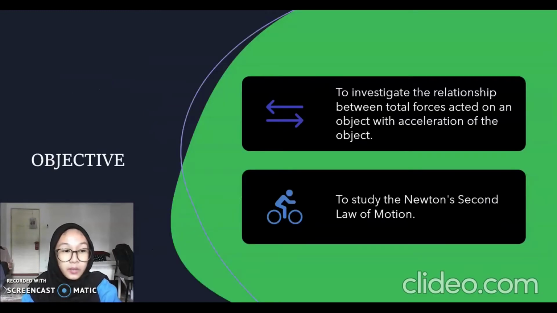Okay, first, we have the objective. The objective of the experiment of Newton's law of motion is to investigate the relationship between total forces acted on an object with acceleration of the object and to study Newton's second law of motion.